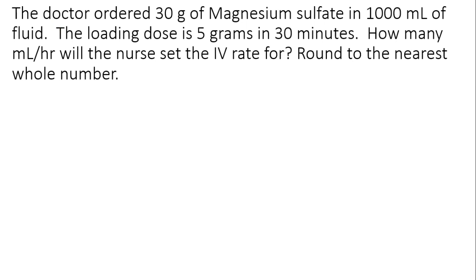The doctor ordered 30 grams of magnesium sulfate in 1,000 milliliters of fluid. The loading dose is 5 grams in 30 minutes. How many milliliters per hour will the nurse set the IV rate for? Round to the nearest whole number.